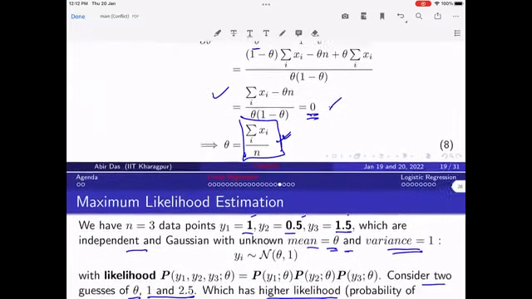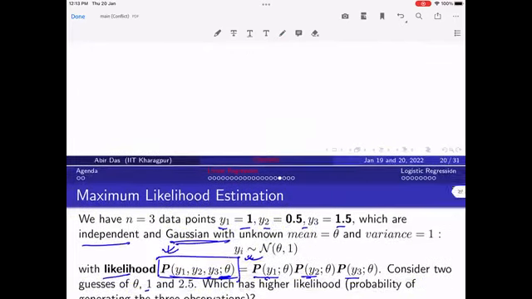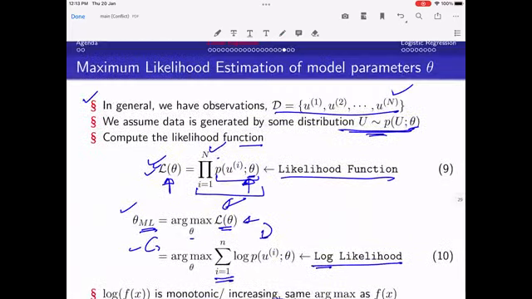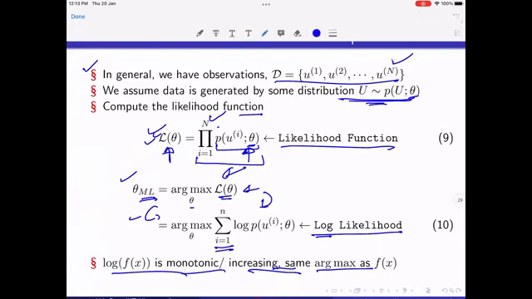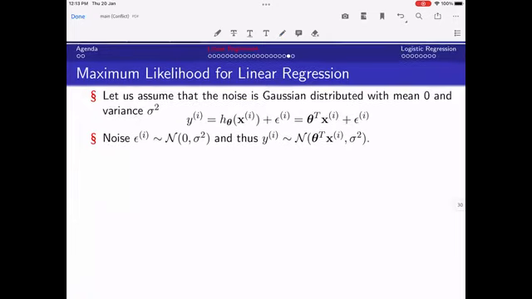I went fast yesterday, so I thought of explaining it a bit more slowly. So this was the recipe again: you have the observations, you express the data as a joint probability, then you take the log and take the maximum. Now let us try to apply this. After I do maximum likelihood for linear regression, I'll stop for questions. This is just 2 slides. So, maximum likelihood for linear regression.